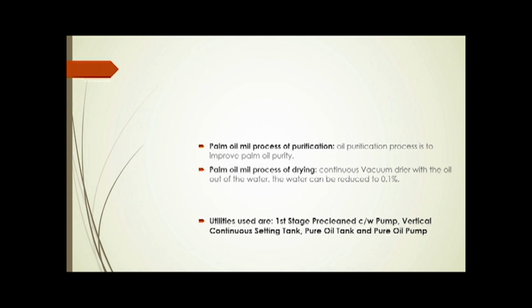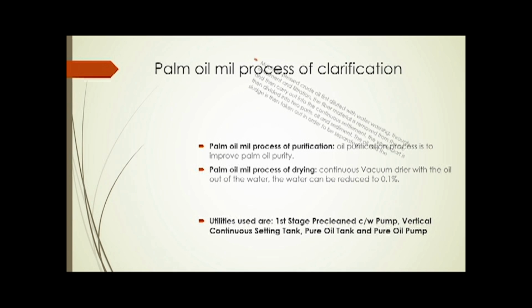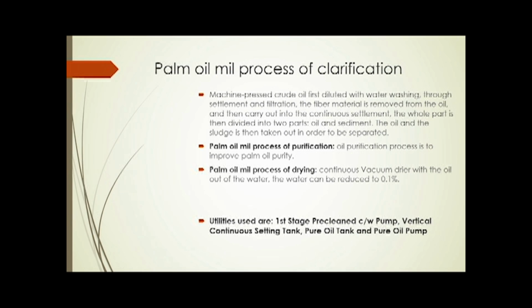Palm oil mill process of clarification. The machine-pressed crude oil is first diluted with water washing. Through settlement and filtration, the fiber material is removed from the oil and then carried into the continuous settlement. The whole part is then divided into two parts, oil and sediment. The oil and the sludge are then taken out in order to be separated.